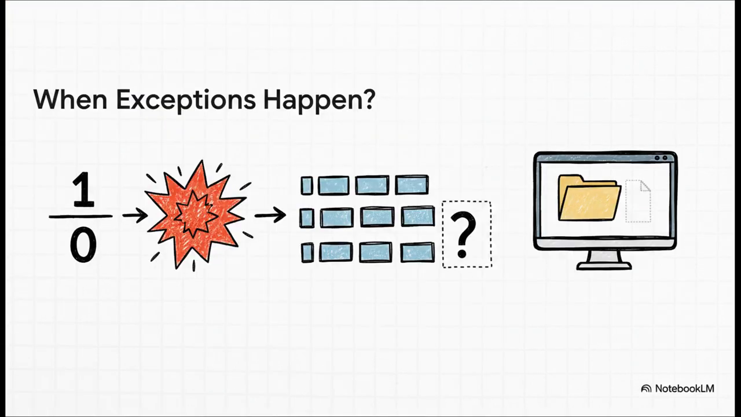So what kind of weird stuff are we talking about? Well, usually it's things that are just logically impossible. Like trying to divide a number by 0. You can't do it in math, and you can't do it in Python. Or maybe you have a list with, say, 5 items, and you ask for the 10th one. It just doesn't exist. Or you try to open a file that isn't there. In all these cases, Python basically throws up its hands and says, whoa, hold on, this doesn't make any sense.